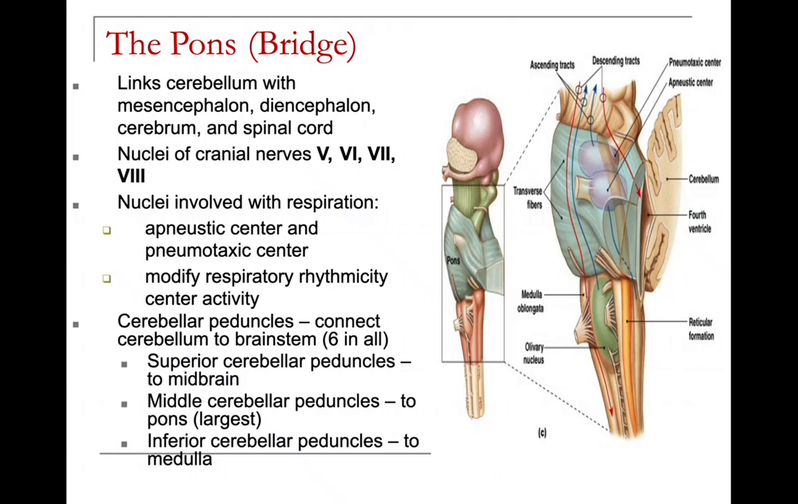The cerebellar peduncles connect the cerebellum to the brain stem. There are 6 of them in all. The superior cerebellar peduncles connect to the midbrain. The middle cerebellar peduncles connect to the pons. They're the largest. And then the inferior cerebellar peduncles connect to the medulla.